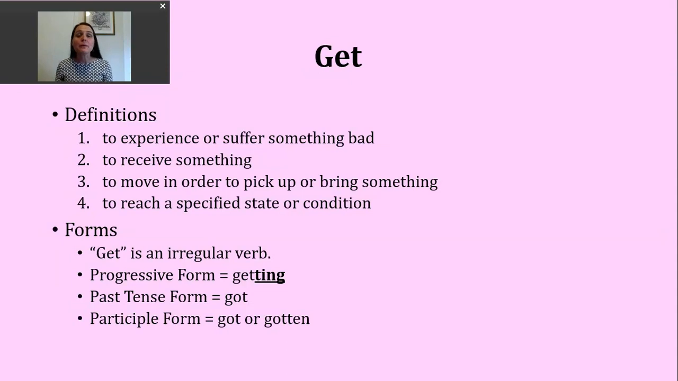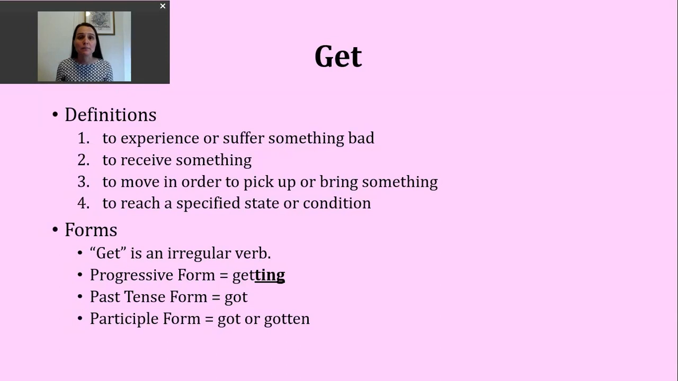But I want to move on and remind everyone that get is an irregular verb. To make the progressive tense, we need to double the T, and that is because our verb here has a consonant-vowel-consonant pattern. And we're doing that before we add the ing to form getting. The past tense form of this verb is spelled G-O-T, and it's pronounced got.